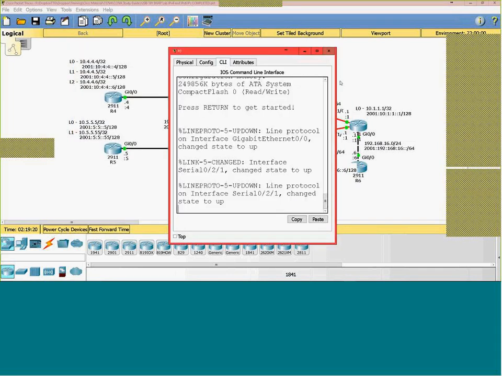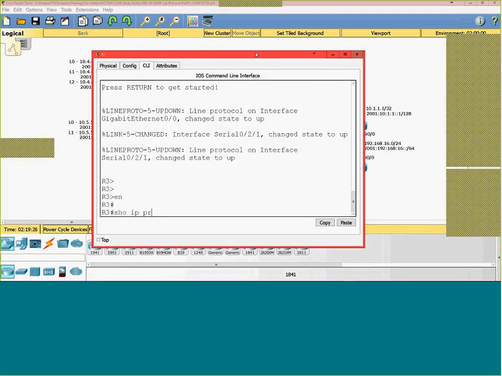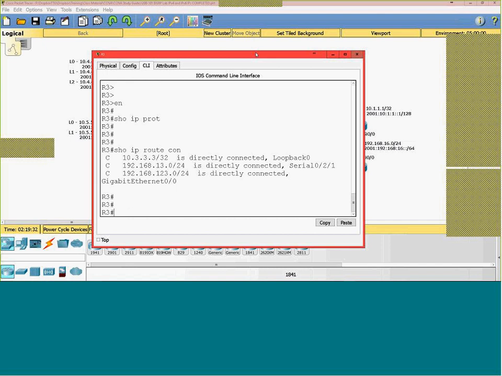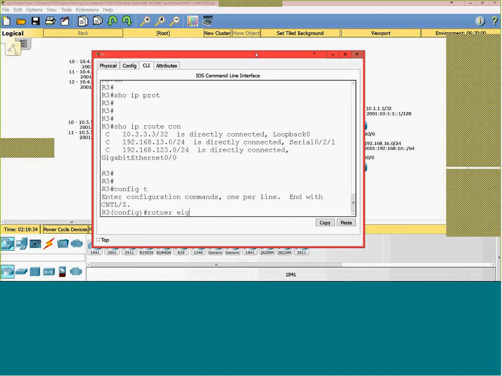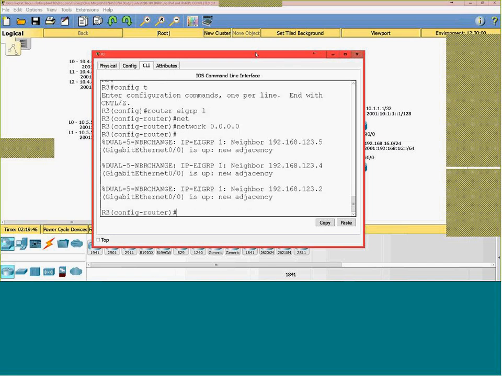Router number 3. Show IP protocols. Show IP route connected. Config T, router EIGRP 1, network. And in this case, I'll just do a 0.0.0.0. Again, just another option. In this case, I said, let me just go ahead and run EIGRP on every single interface. Even interfaces that get added in the future. All right.